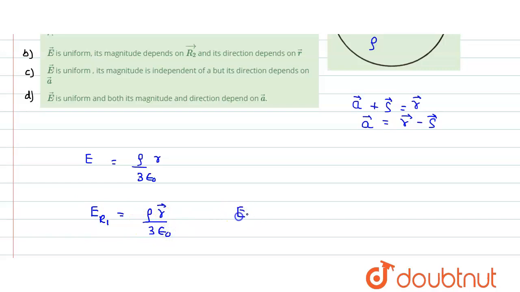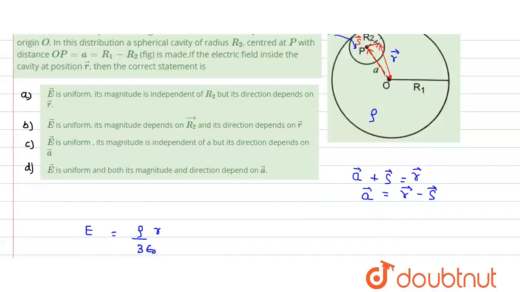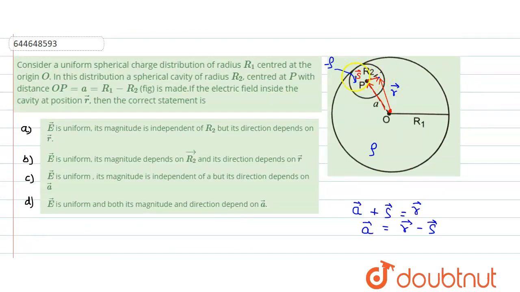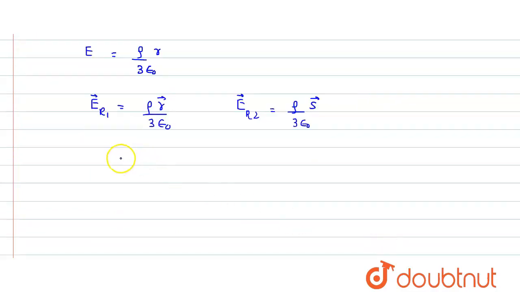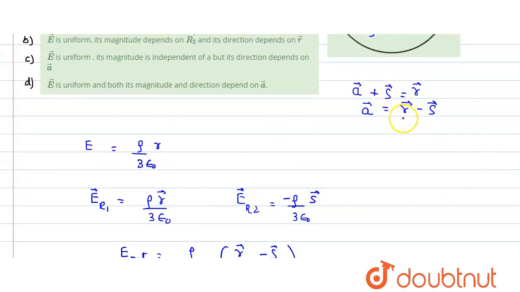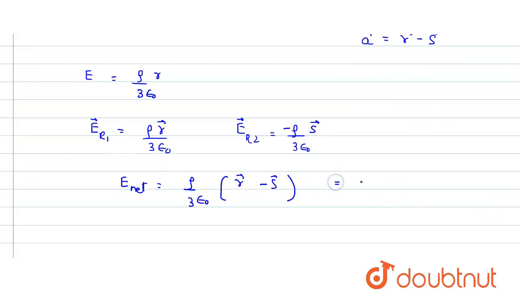Now the electric field in vector form due to r2 would be equal to rho divided by 3 epsilon. What is the radius vector from this center? We have taken it to be s, so it would be s vector. Now what would be the value of the net electric field? We take the vector sum. Here the charge density is minus rho. So E net, we can take rho divided by 3 epsilon as common, then it would be just r vector minus s vector. And what is the value of r vector minus s vector? It is equal to a vector. So it would be equal to rho divided by 3 epsilon into a vector.